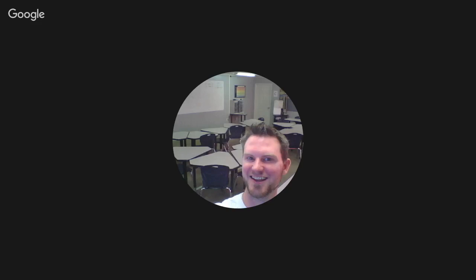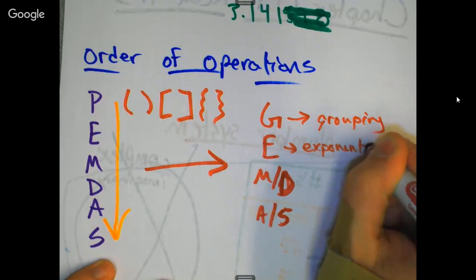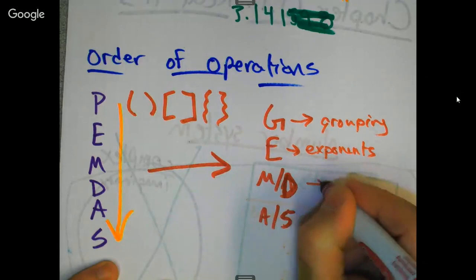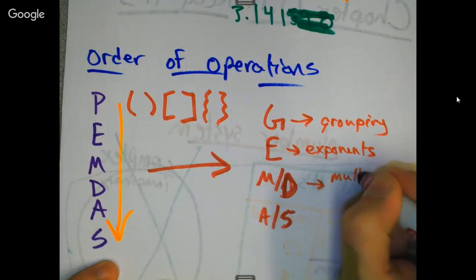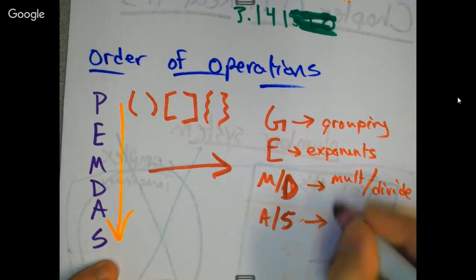First one we have is grouping, which includes parentheses. So you have parentheses, you have braces, and you have brackets. So all of these fall under this category. Then exponents, or components. Okay. And then the MD, that is still multiply and divide. And AS is still add, subtract.